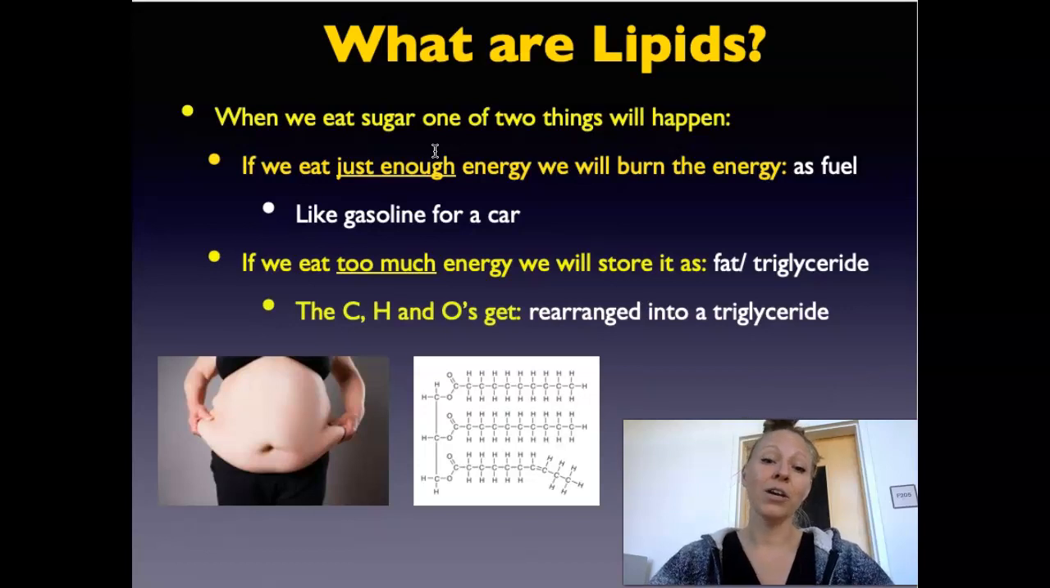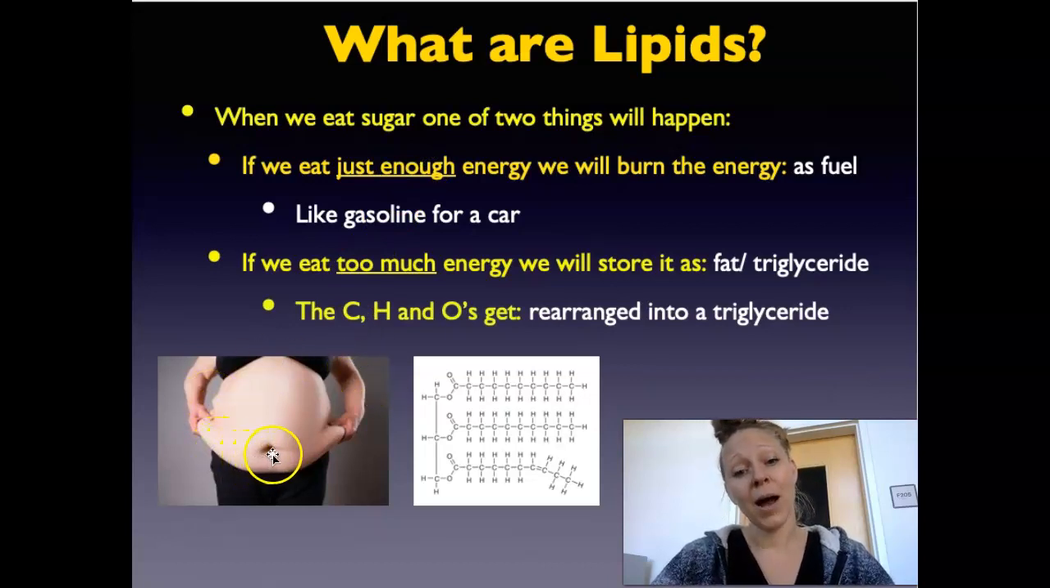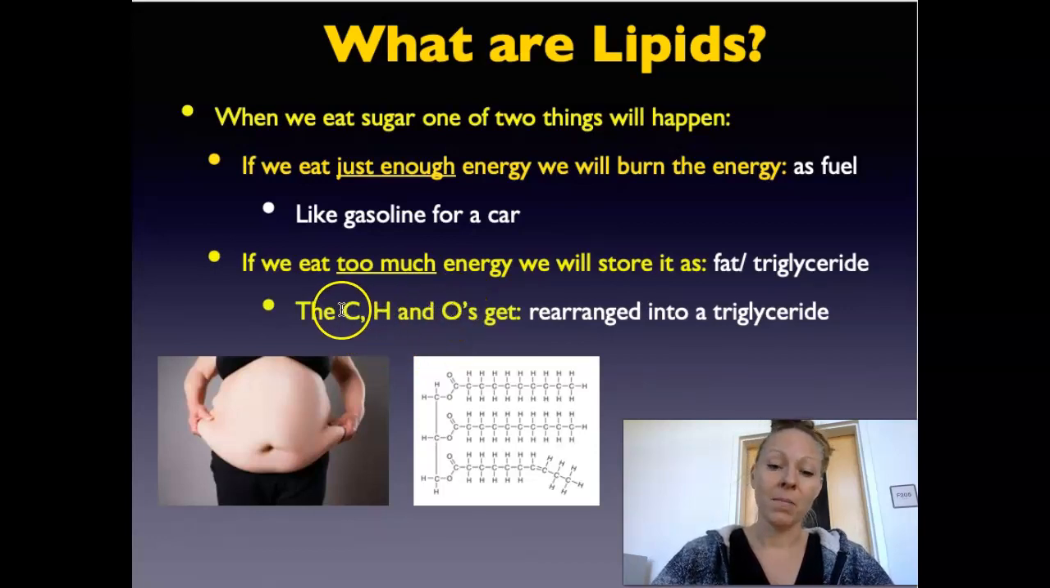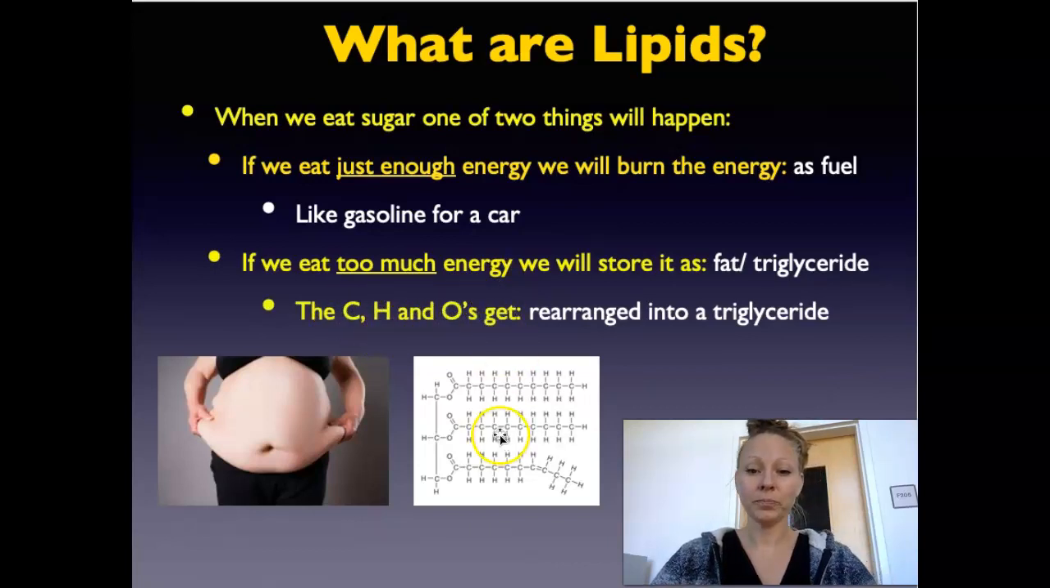However, unlike a car, if we have too much energy, we will store it as fat. So if we take those carbon, hydrogens, and oxygens of a carbohydrate, we will turn them into a fat molecule, and we store that energy in this triglyceride. So once again, the matter or the elements are conserved. They don't disappear. They are rearranged into a fat molecule.